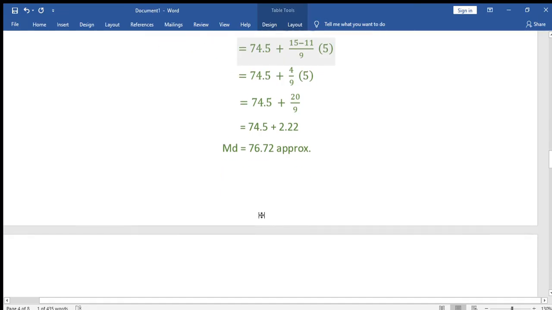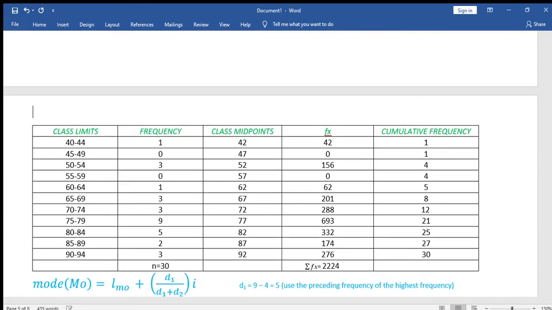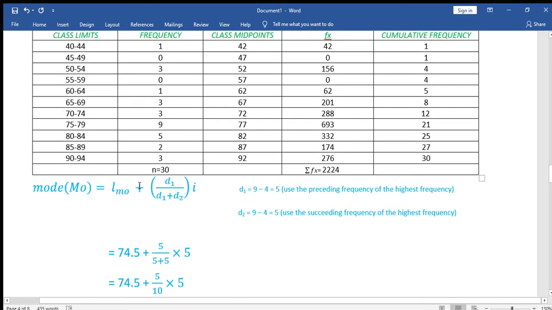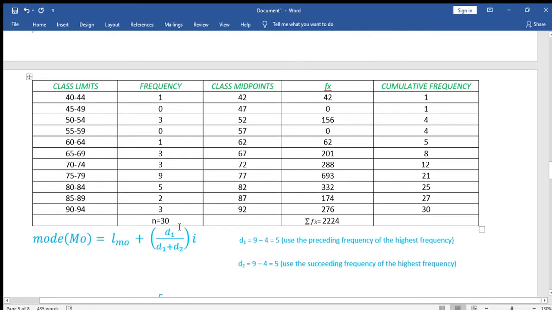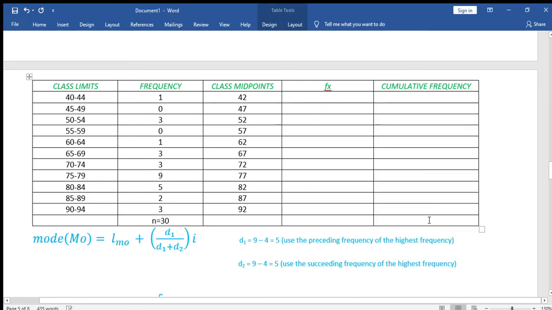Next, let's go to mode. So we have the formula of the mode. This is given by our mode here. This is the formula. So here, the modal class. How do we get the modal class? We do not need this any longer. So here, let us just concentrate on the frequencies.